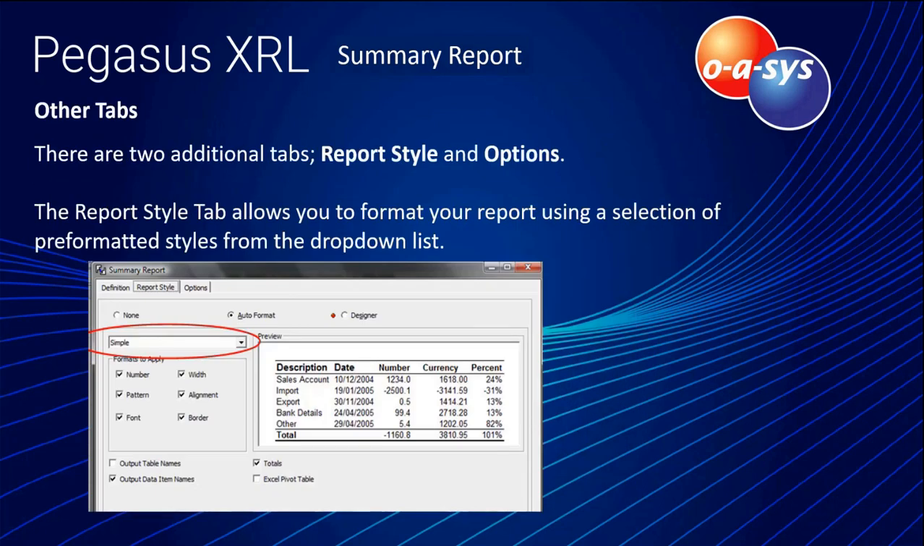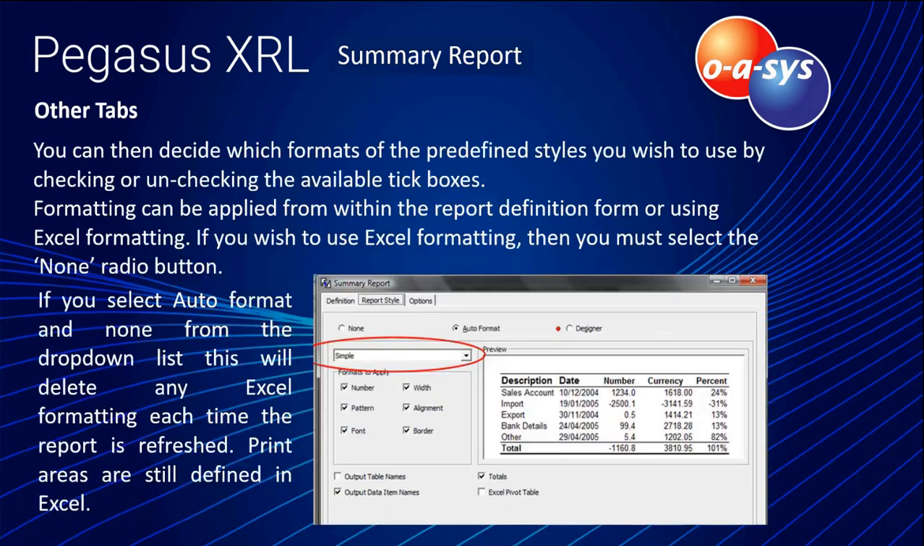There are also two additional tabs. We have the report style and the options at the top. The report style tab allows you to format your report using a selection of pre-formatted styles from the drop-down list. You can then decide which formats of the predefined styles you wish to use by checking or unchecking the available tick boxes.